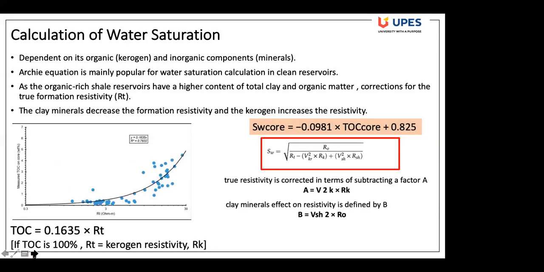Now, as I have already told you, calculation of water saturation is very important and very complex in case of unconventional shale formation. So here I'm giving you a few equations only. There are lots of numerical equations, and these are some standard equations which are used by different researchers. The water saturation, in case of unconventional reservoir, completely depends on its organic matter, that is kerogen, and inorganic component, that is the minerals.